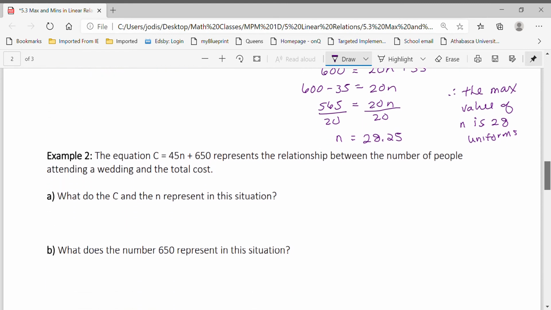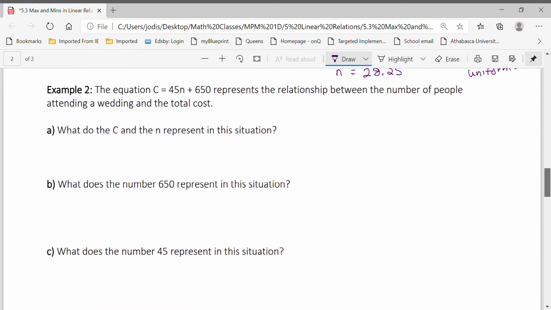Okay. So second example here, we've got this equation, C equals 45n plus 650. It represents the relationship between the number of people attending a wedding and the total cost. So what does C and n represent in this situation? So C is the total cost, and n would be the number of people attending.